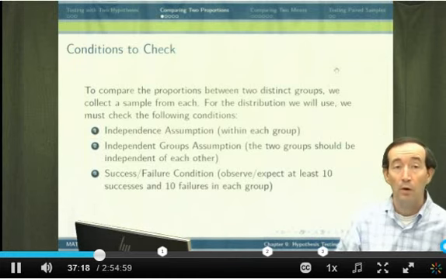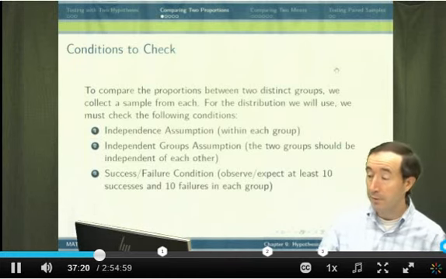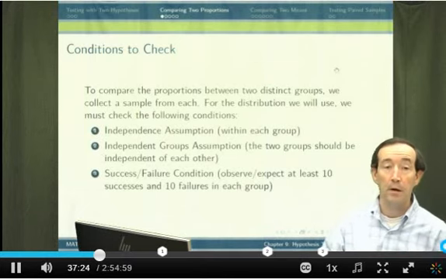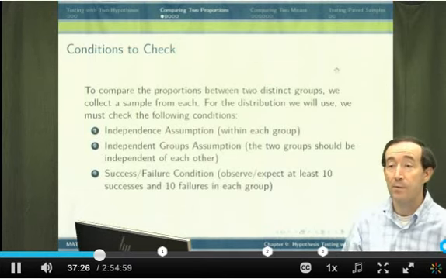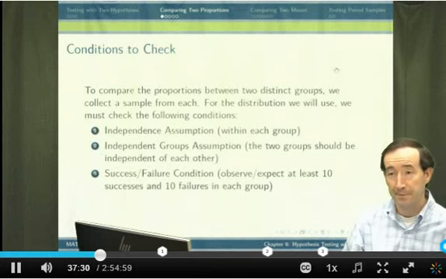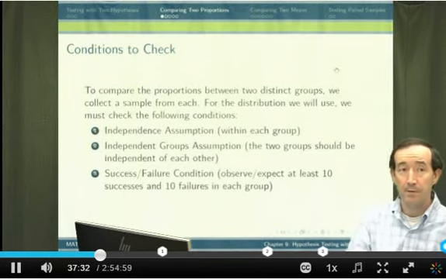Okay. Well, in order to run the hypothesis test the way we're going to construct it, I need to check three conditions, and they're going to look very familiar. The first and the third one are exactly the same as what we needed for proportions in general. But the second one here is a little different. Let's recap all of these first.